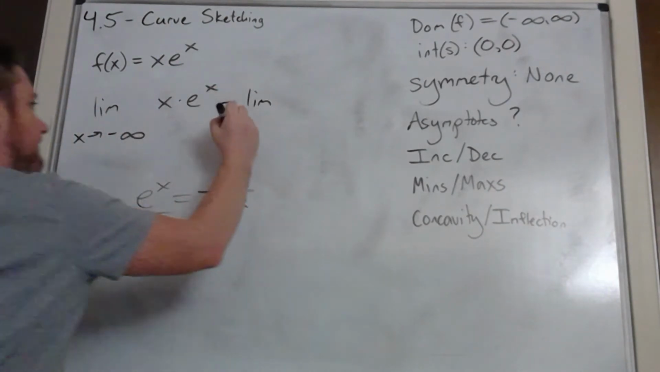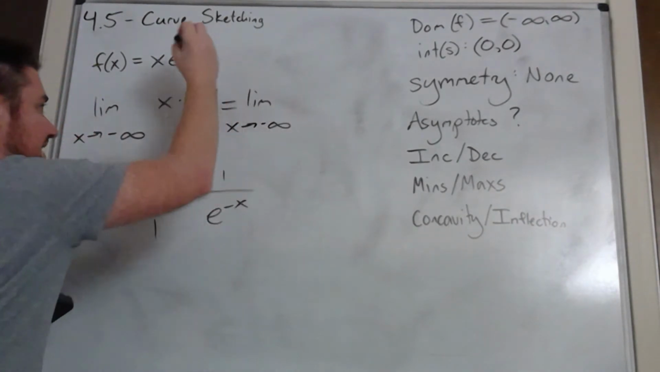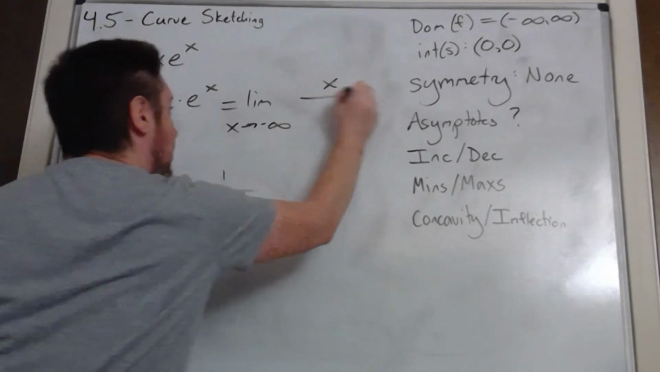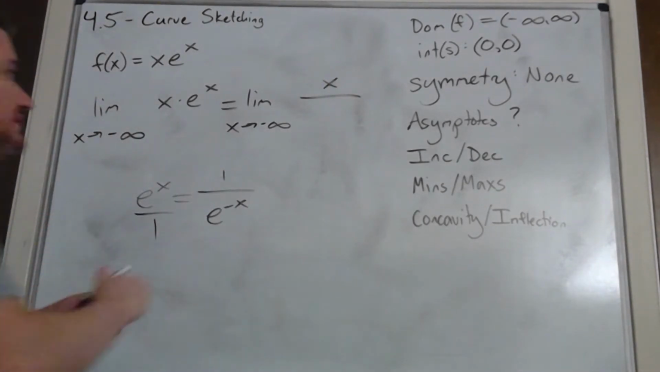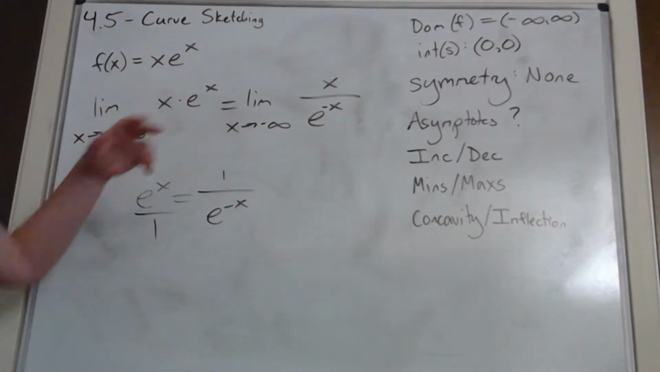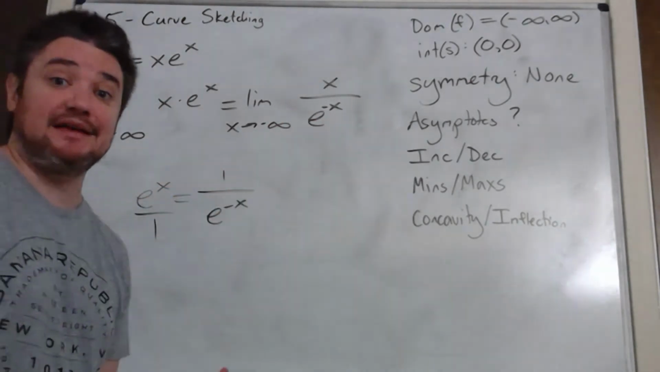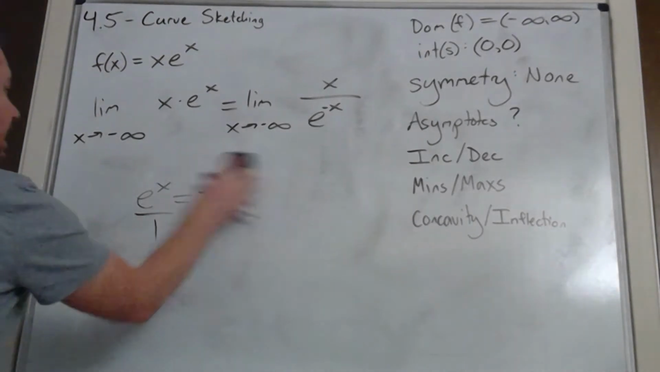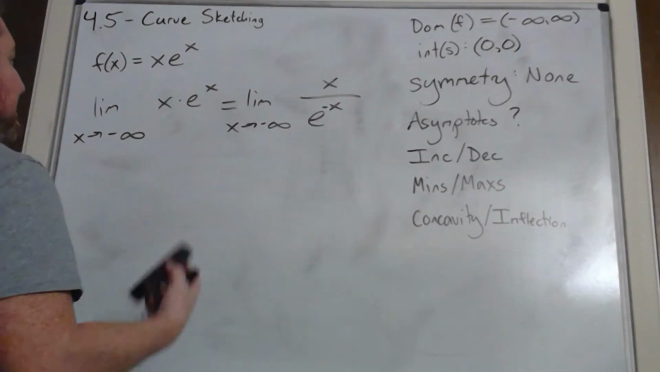The limit that I'm looking for is the same as this limit, x over e to the negative x. Right? So instead of multiplying by e to the x, I'm dividing by e to the negative x. Same exact thing though, just playing with exponent rules. What is that going to get us?